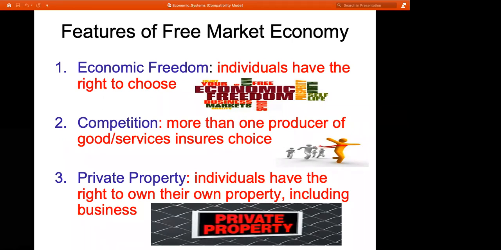Competition: since there is freedom, by virtue of that we have competition here, with more than one producer of goods and services. Private property: individuals have the right to own their property, including business. Whereas in the socialistic system we do not have this, as most of the property is owned by the government. In capitalistic systems, anybody can own any amount of property.